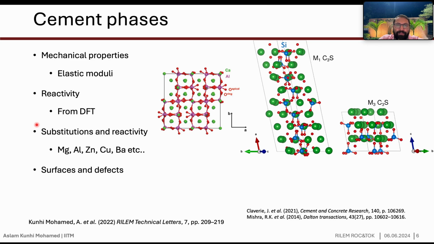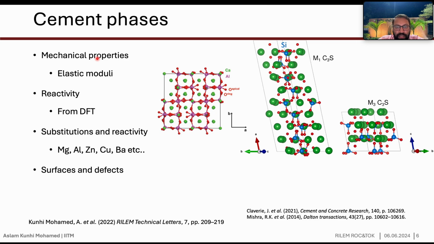So first, the cement phases. With atomistic simulations, people have used classical MD to look at the mechanical properties and thermal properties of different polymorphs and phases of anhydrous cement. And from DFT calculations, people have also tried to calculate the reactivity of different oxygen sites, and how cationic substitutions or defects can modify the reactivity of certain sites.